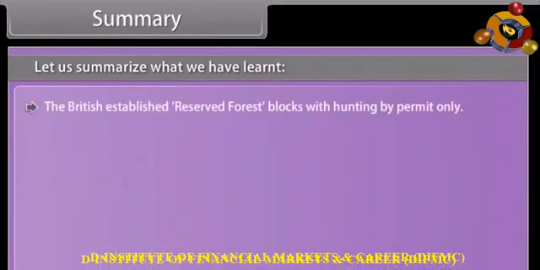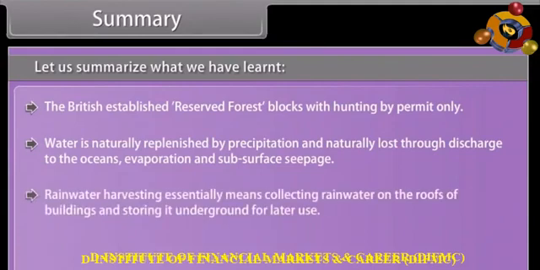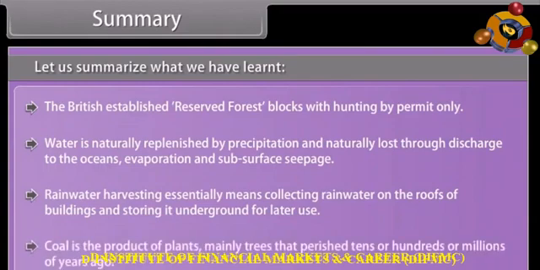The British established reserved forest blocks with hunting by permit only. Water is naturally replenished by precipitation and naturally lost through discharge to the oceans, evaporation, and subsurface seepage. Rainwater harvesting essentially means collecting rainwater on the roofs of buildings and storing it underground for later use. Coal is the product of plants, mainly trees, that perished tens or hundreds of millions of years ago.